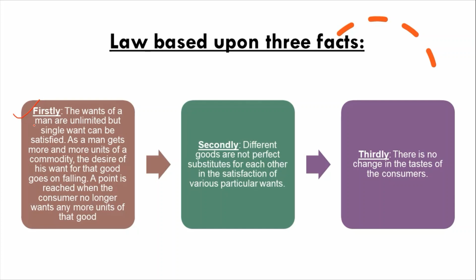But if you take a single want of yours, that can be satisfied. If you want to buy an Apple phone, that can be satisfied. So that's a single want. If you take every single want of yours and try to satisfy it, you can definitely satisfy one want at a time. So as a man gets more and more of a commodity, the desire for that good goes on falling.